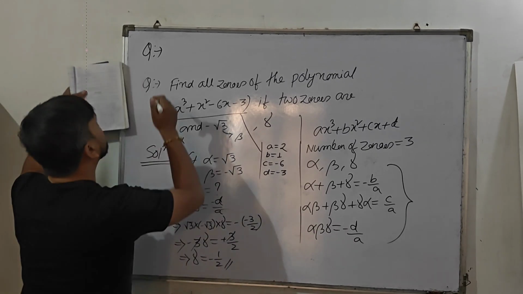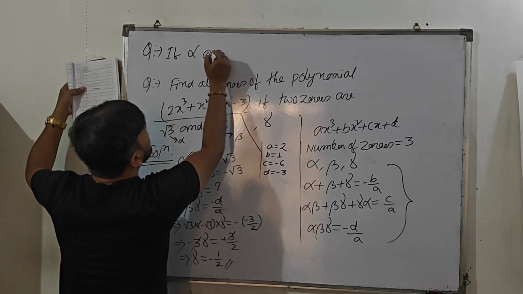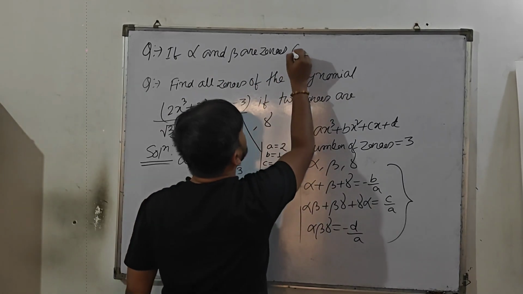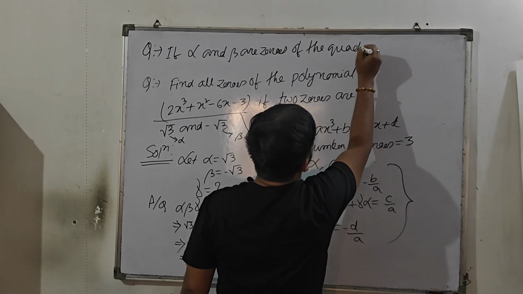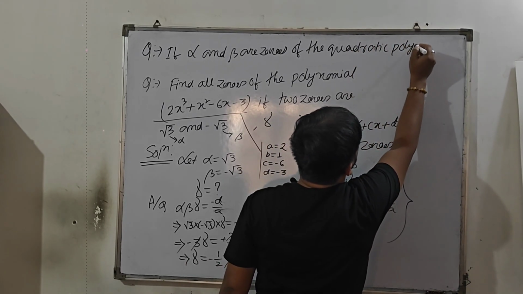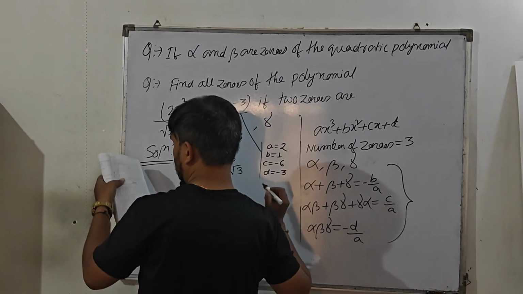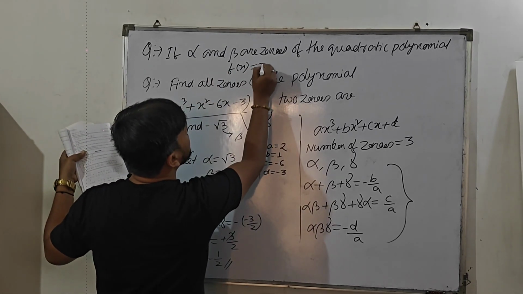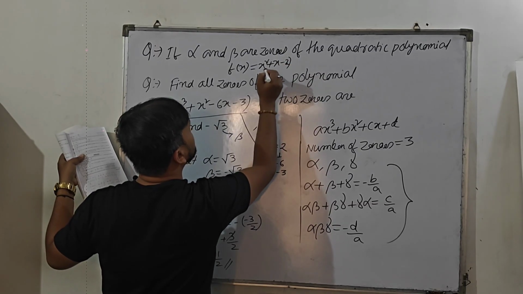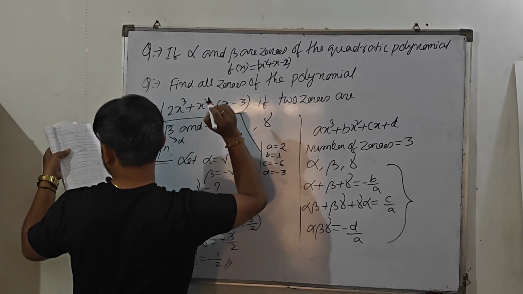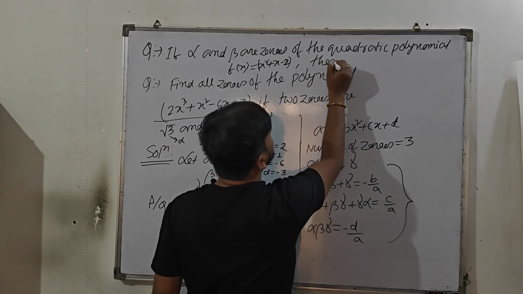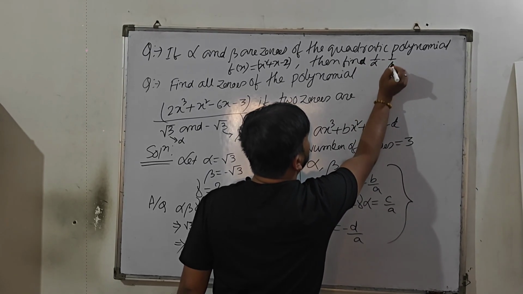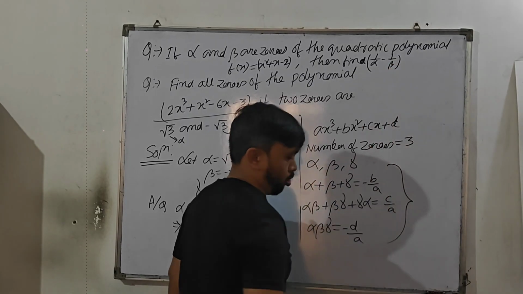Last question. Okay. If alpha and beta are zeros of the quadratic polynomial f(x) is equal to x squared plus x minus 2, then find 1 by alpha minus 1 by beta.